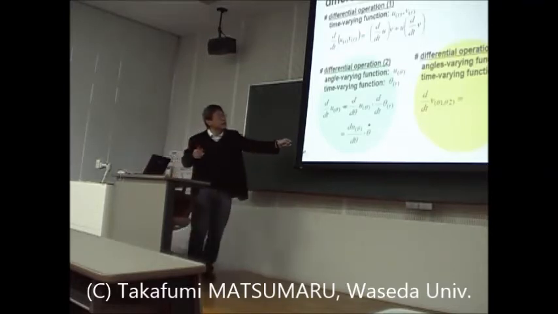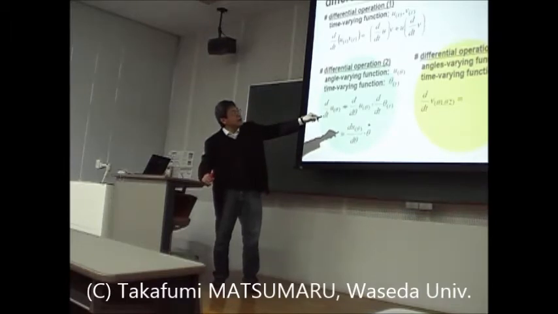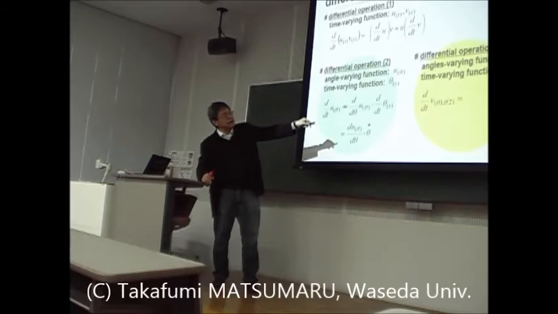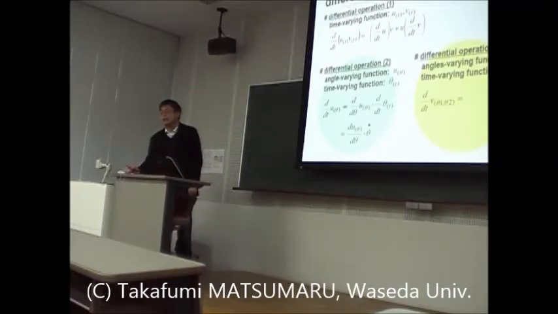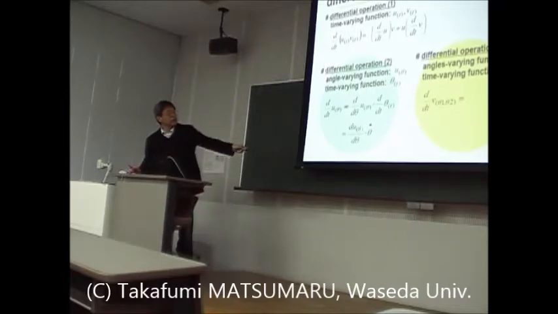So how about this? The differential operation 3: an angle varying function v of theta 1 and theta 2, where both theta 1 and theta 2 are time varying functions. What is this? This function is time varying, differentiated by time. What is this? Yes, this is differentiated by t. Maybe you can understand that firstly theta 1 is differentiated, giving theta 1 dot, and theta 2 is differentiated, giving theta 2 dot. Okay. It's only a recall of some differential operations.